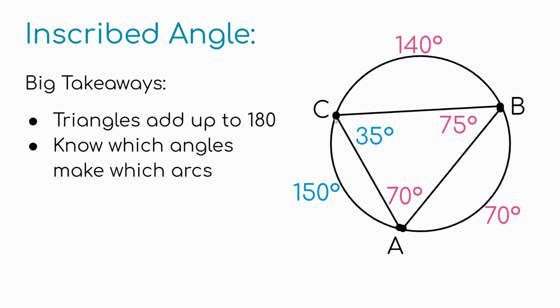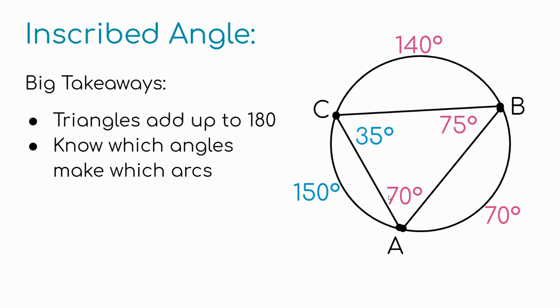Then I was also given this arc, CA. CA is created by angle B, which is an inscribed angle. So I went from 150, I wanted to solve for the angle, so I divided by 2. 150 divided by 2 is 75. So I've got this arc, 70, I've got this angle. And I saw that I had 2 angles inside my triangle, 35 and 75. I added those together, I got 110. I subtracted it from 180 because I know that triangles add up to 180. So I got that angle A is 70.